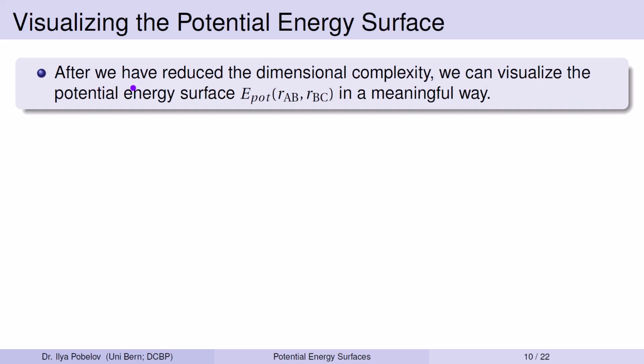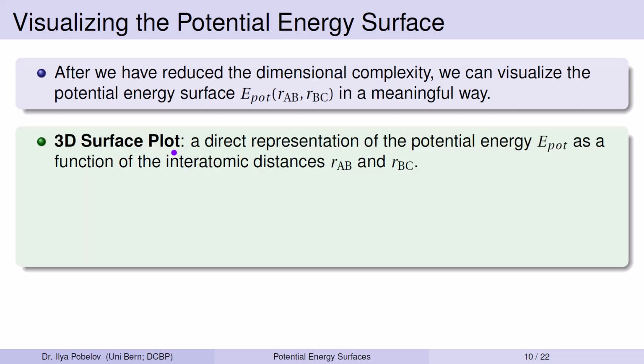Now, after we have reduced the dimensional complexity, we can visualize the potential energy surface in a meaningful way. There are several common ways to do this. A three-dimensional surface plot is a direct representation of the potential energy as a function of the interatomic distances.